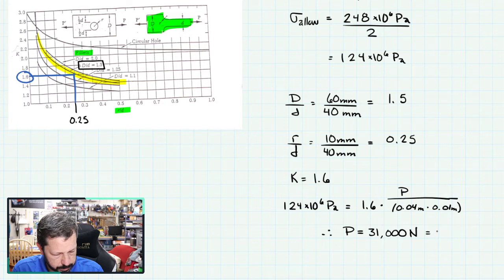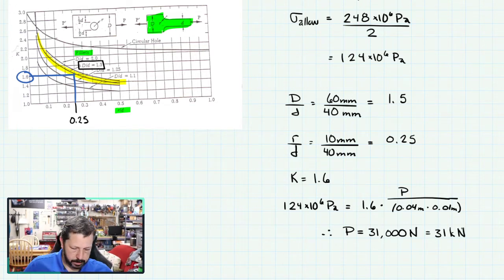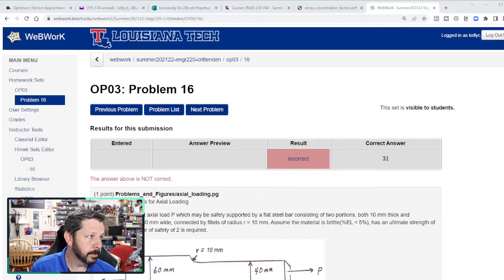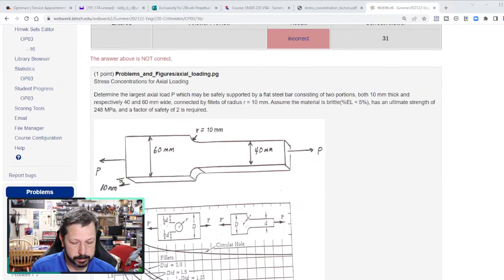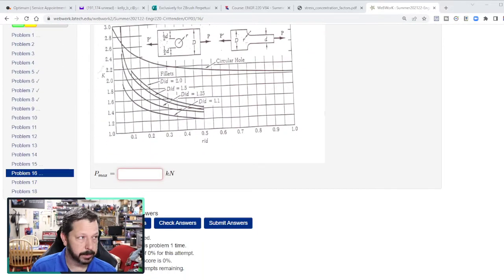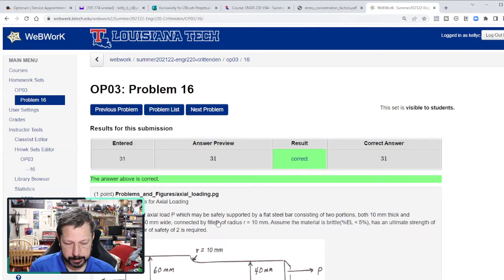So 31 kilonewtons. Let's just check and see if that is indeed the right answer. 31. All I did is check that it's 31, and the units on that are kilonewtons. There we go. 31. All right, so that's pretty straightforward.